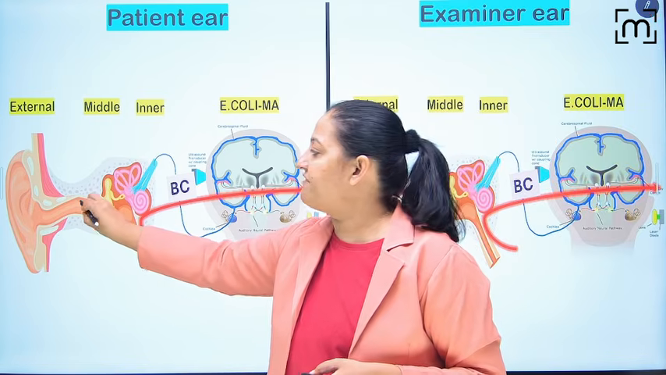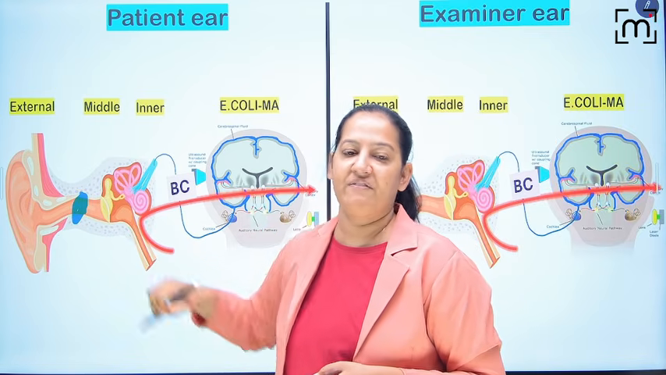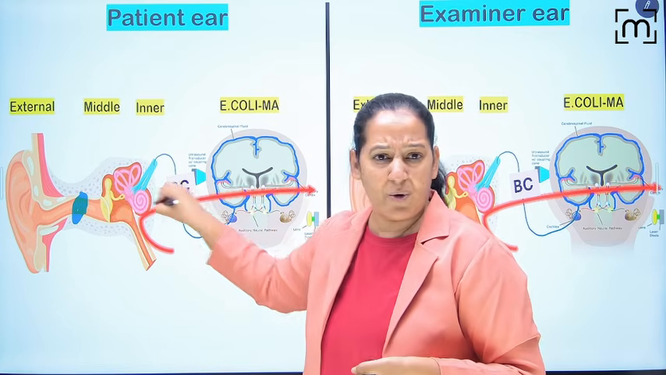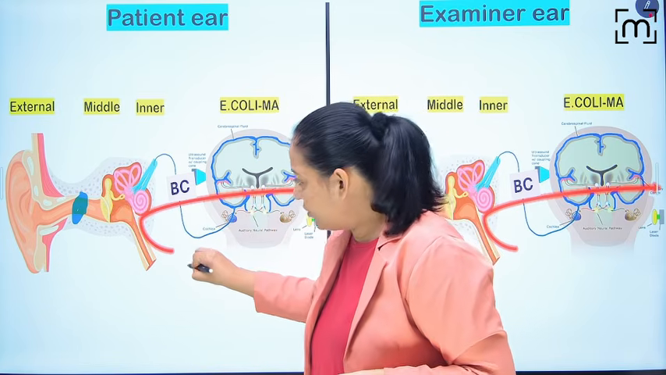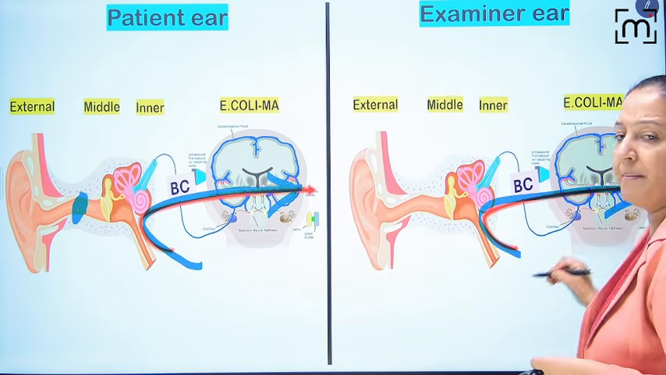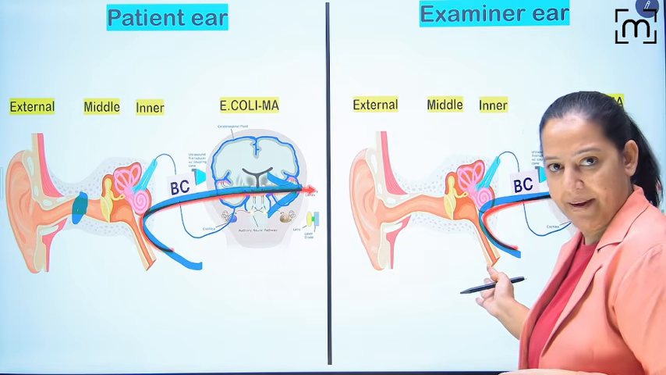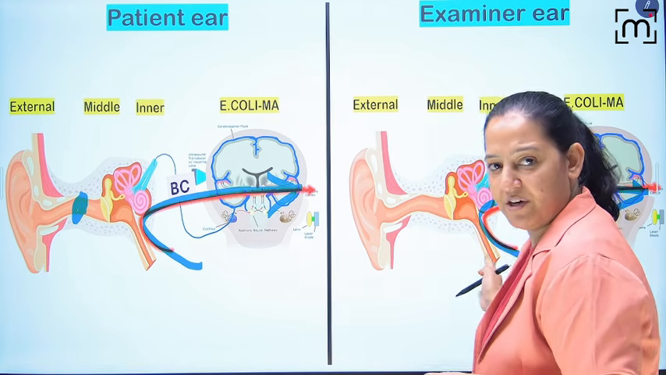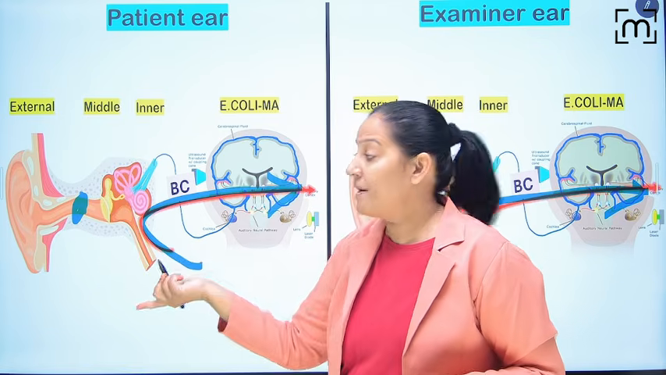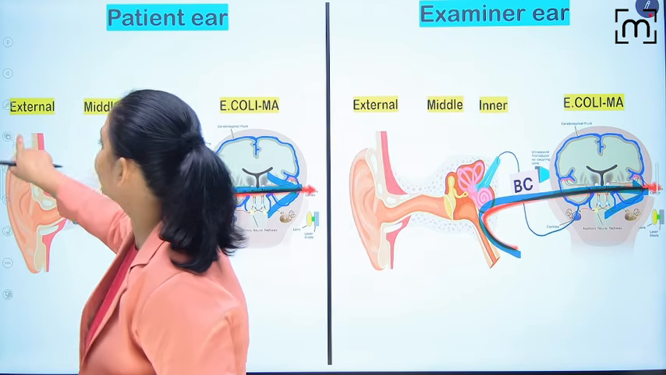Suppose my patient is having wax over here. So ideally you should think, common sense says, ma'am, wax is not coming in this pathway. Here you are activating BC directly, here also you are activating BC directly. So it should be the same in patient as well as examiner, because you are directly activating BC now. Wax is not coming in the pathway, but background noise, you forgot that.